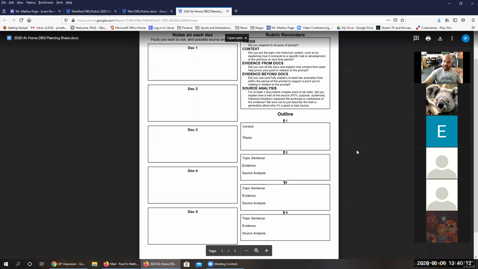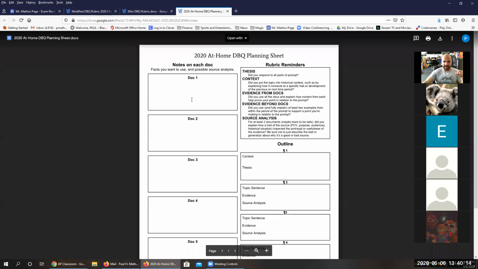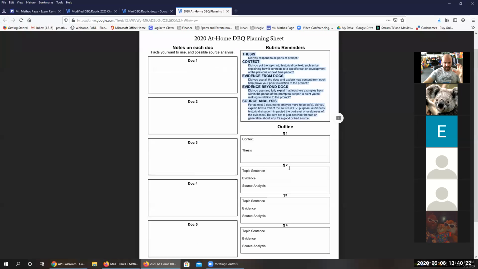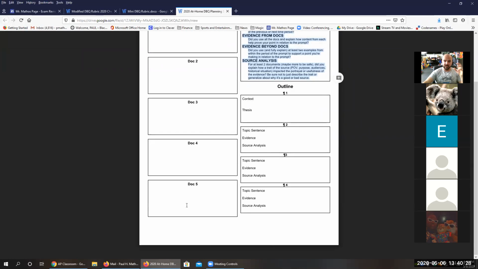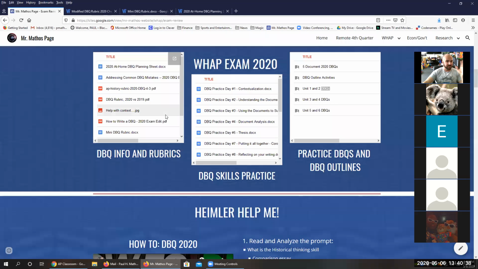This is a great planning sheet for you guys because it literally allows you notes for each document, asks you questions, gives you reminders that go along with the rubric, and allows you to create a quick outline. This could be very useful for the day of the exam to keep you organized. You don't have to use it, but I just want to show you that you have this available.